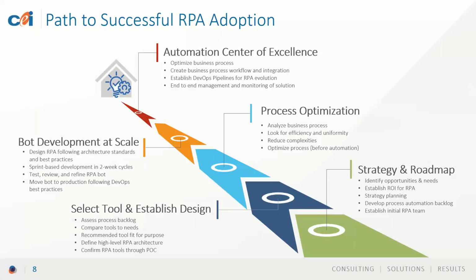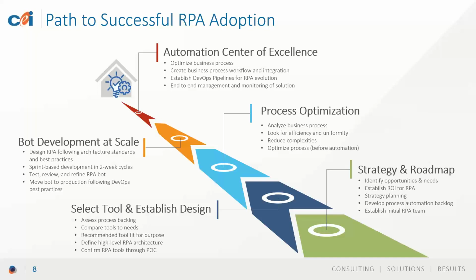So the path to a successful RPA adoption. Most organizations, because RPA is relatively new, are not at that RPA center of excellence stage at this time. Instead, a lot of organizations are at that beginning stage where we talk about strategy. So how do you start if you're just getting started with RPA?